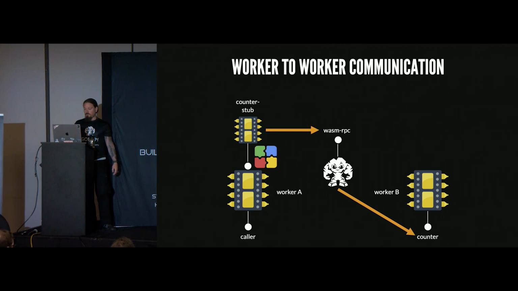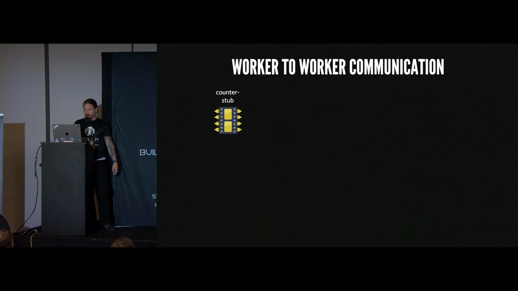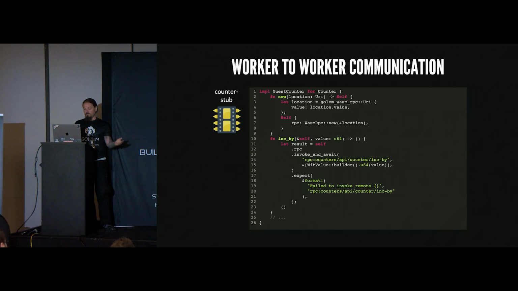How would this counter stub component look like? If it's implemented in Rust, it will be something like this. It has this constructor that takes the location URI, and that just delegates by constructing a WASM RPC resource with the same location. And then it has an implementation of each exported function, for example, increment by, and just delegates the call to this invoke and await thing, which takes the function name as a string, and you have to encode the values with this WitValue thing.